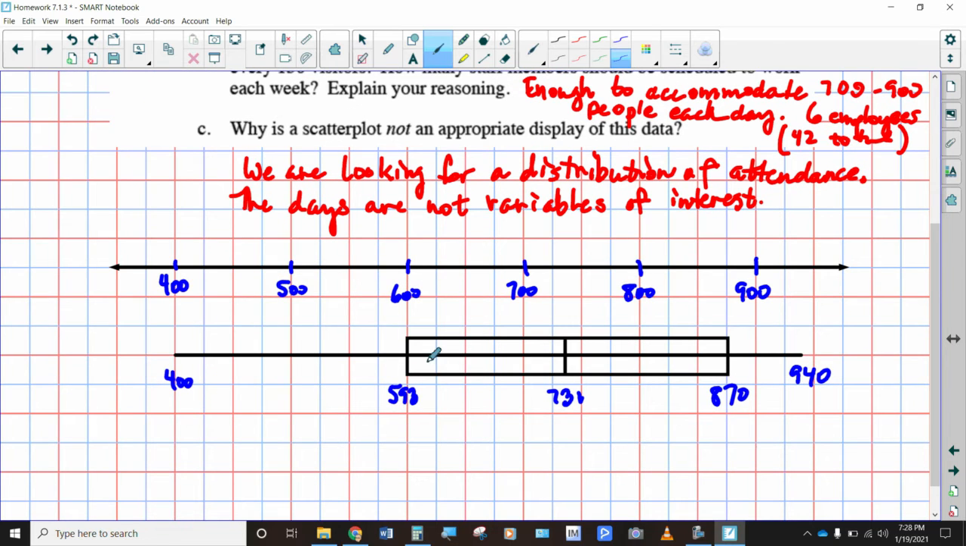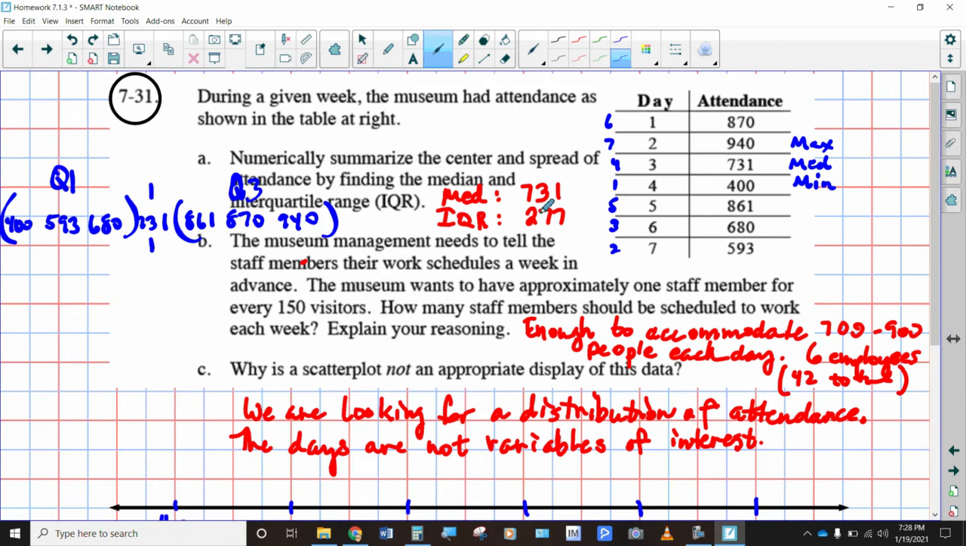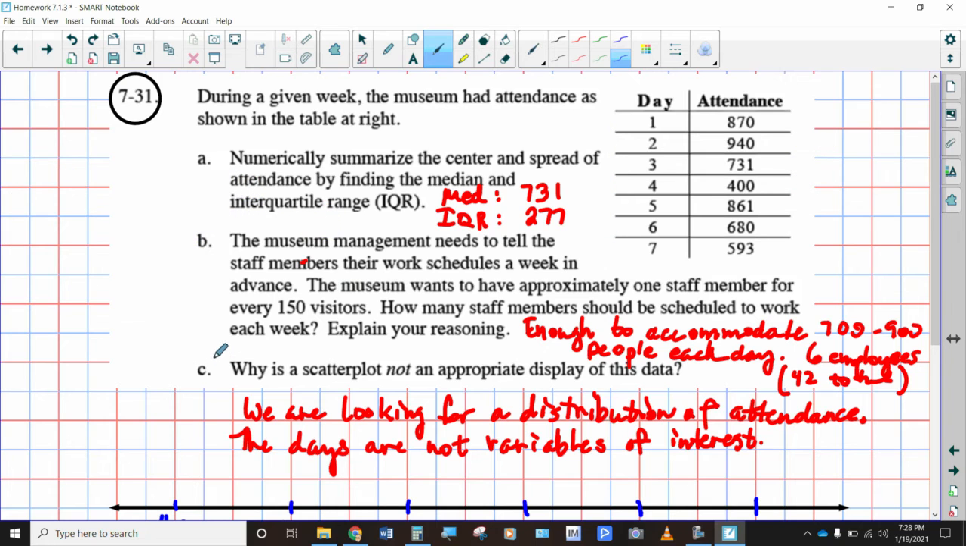So the interquartile range is going to go between the 593 and the 870. So take 870 minus that, and that's 277. It's a lot of work. I can understand you not wanting to do this, but you can do it. It's not that hard.